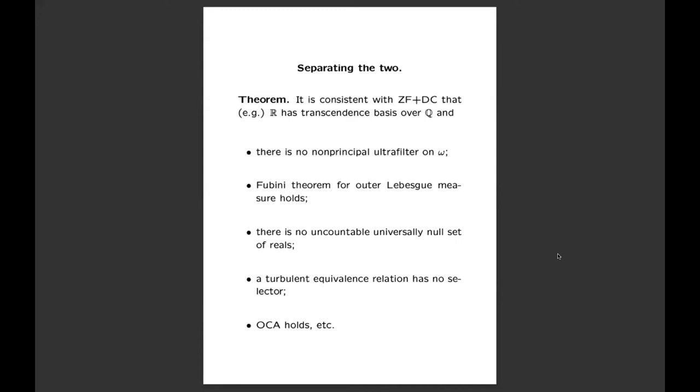Then there's no non-principal ultrafilter on omega. There's some variation of the Fubini theorem for outer Lebesgue measure. There's no uncountable universally null set of reals. If you have an orbit equivalence relation of a turbulent Polish action, then it has no selector. OCA holds in the resulting model and so on, okay? And there's a general methodology for producing things like this, which shows you the difference between algebraic sentences and non-algebraic ones.